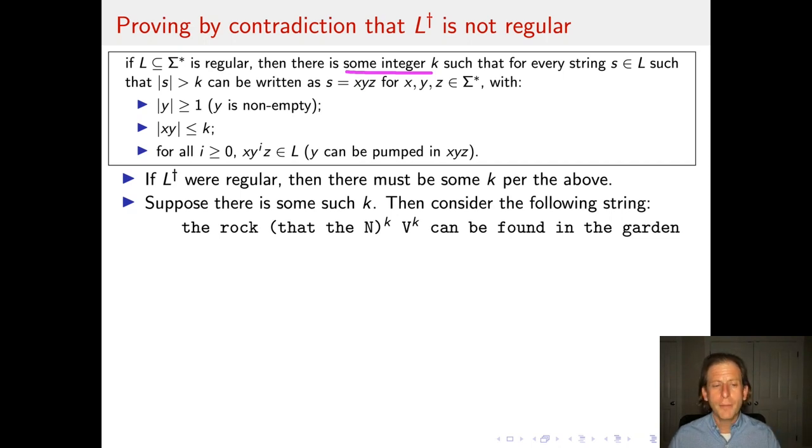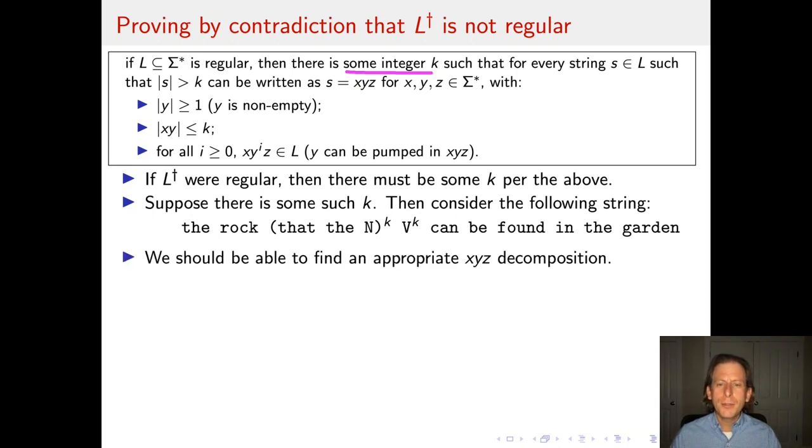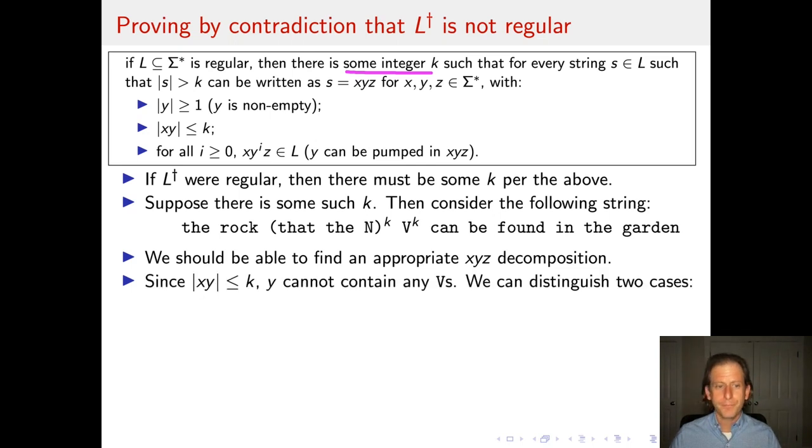Suppose there's some such K. I'm just going to choose the string, the rock that the end of the K, V to the K, can be found in the garden. Clearly, this is of length greater than K, so the pumping lemma requirements should hold. But now let's see. If they held, I would be able to find an appropriate XYZ decomposition according to the above. Now, let's think about this for a moment.